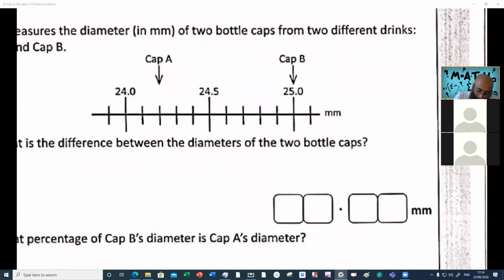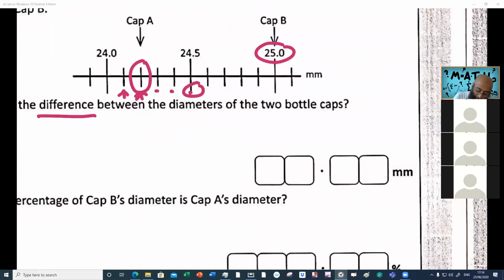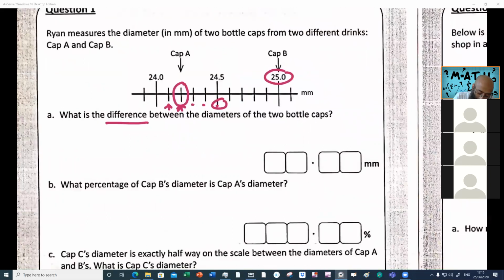I'm going to zoom it in. Let's get cracking. So, 25. Mr. Idris, what is that measurement there? You've got 24, 24.1, 24.2, 3, 4, 5. Yes, it matches up. So what is the difference? What does difference mean? You take the largest take away the smallest.